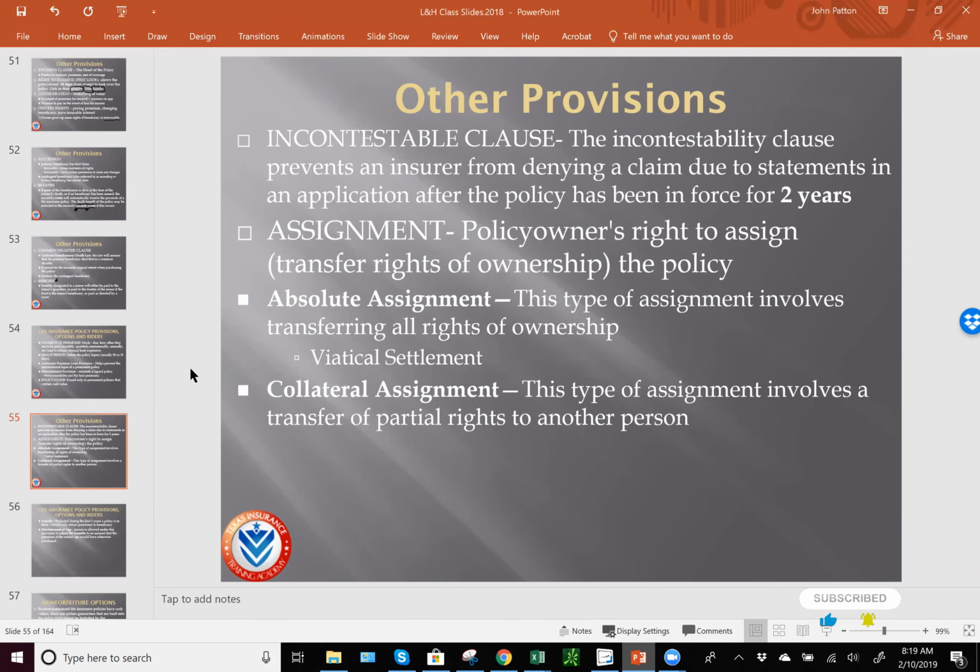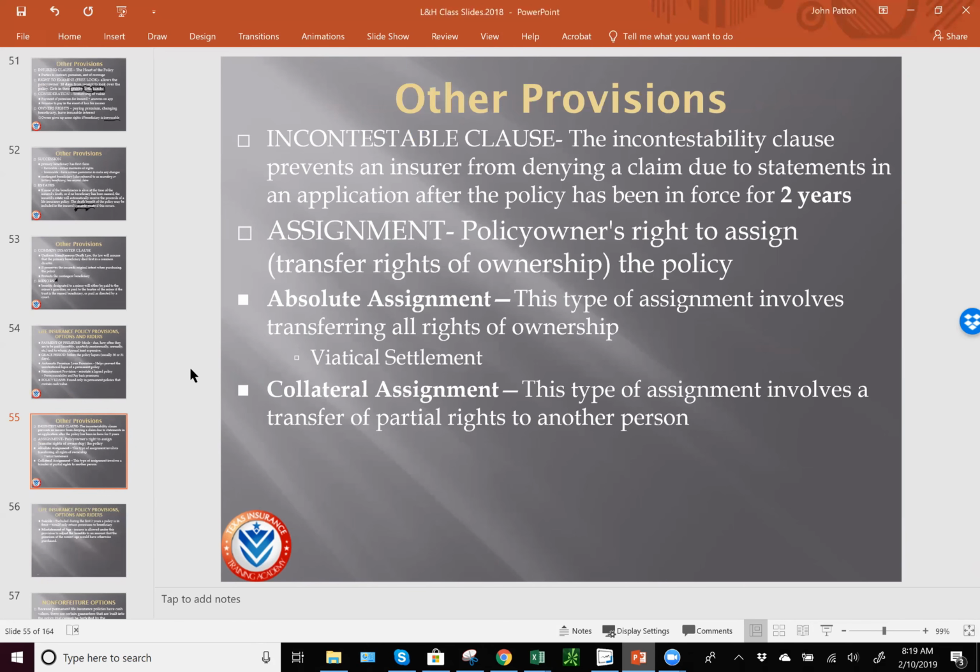Next, we have the incontestable provision. The period of incontestability is 2 years for life insurance. During the first 2 years, they can always deny a claim because of statements in the application. However, after 2 years, they cannot deny a claim because of any statements in the application. You got to catch it within the first 2 years.